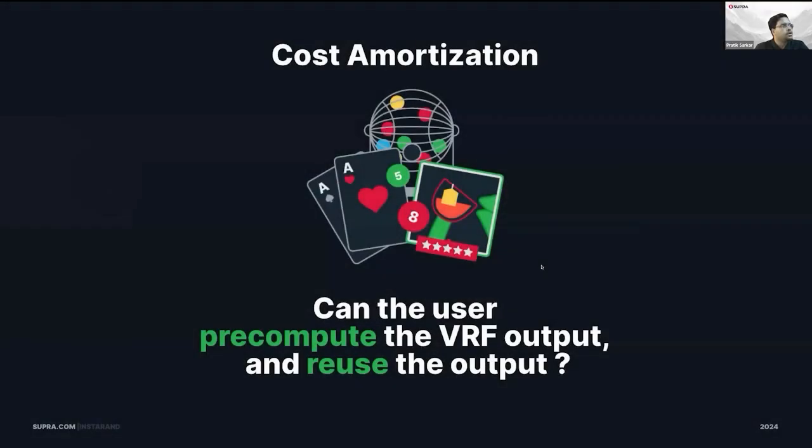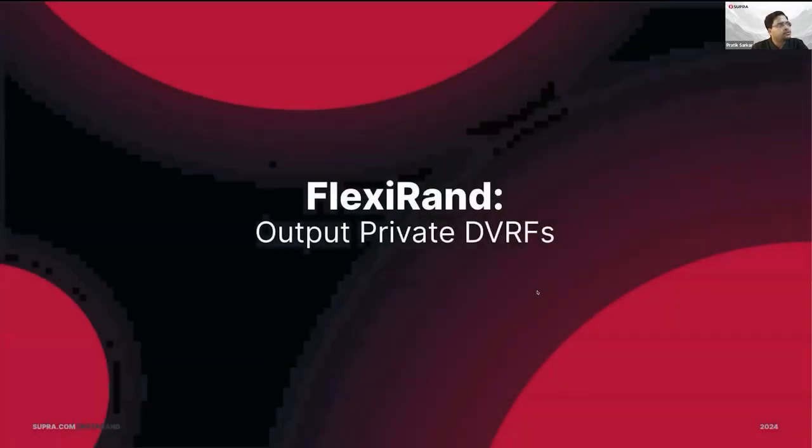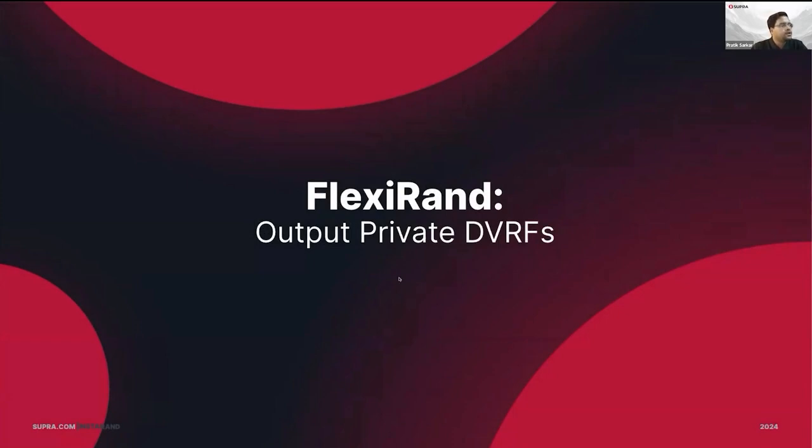So the question here is, can the user pre-compute the VRF output? Like all the computation that is performed, or the VRF request that is made by the client to the server, can it be pre-computed so that the online latency will be small? And also, can the client or the user reuse the output so that it does not need to pay the cost every time? To partially address this question, the work of FlexiRand was introduced by the Supra team last year. They introduced a primitive called output private DVRF, or output private distributed VRF.